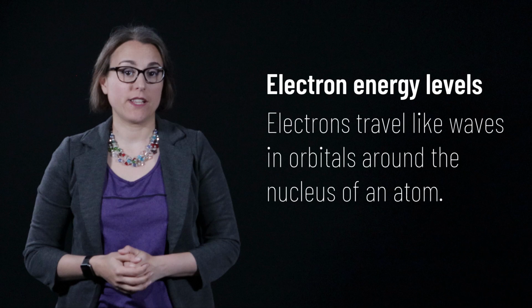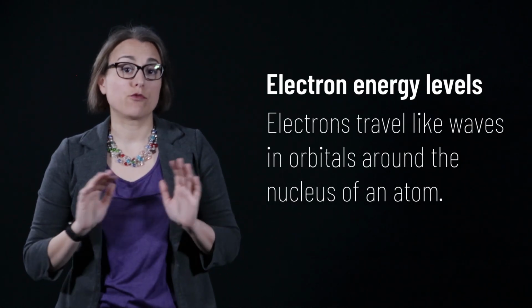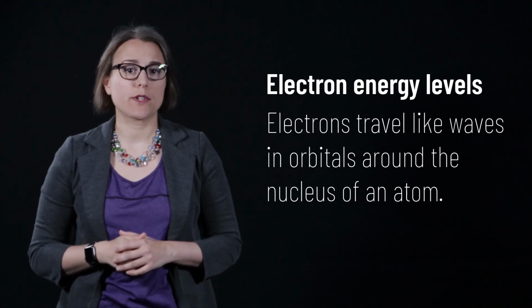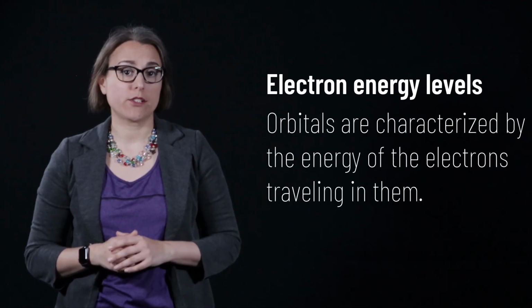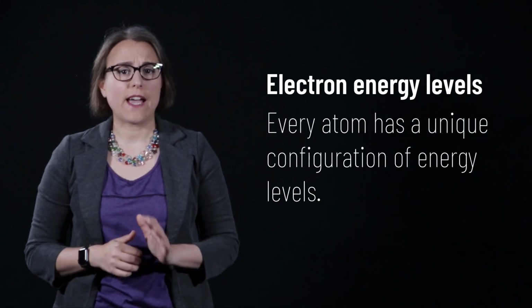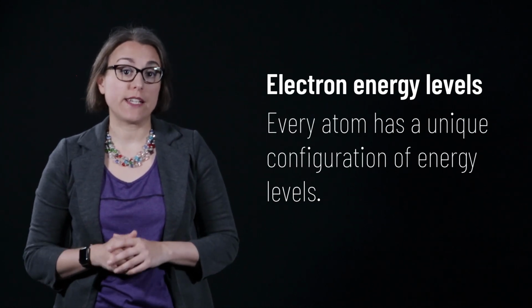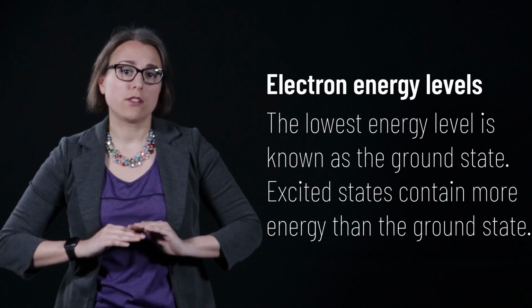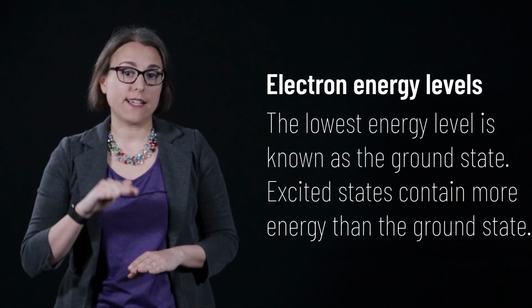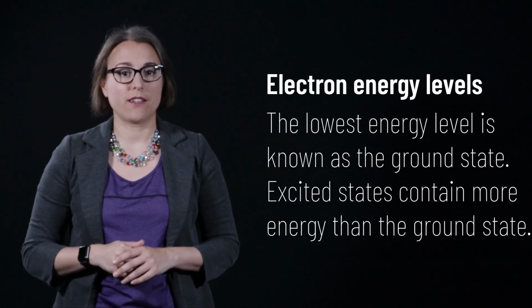As discussed in Lecture 11, electrons exist around the nucleus of an atom. They travel like waves in orbitals, and these orbitals are characterized by the amount of energy of each electron. Each atom has unique energy levels that each electron can have. The lowest energy level is known as the ground state, and then there are excited states that represent more energy.